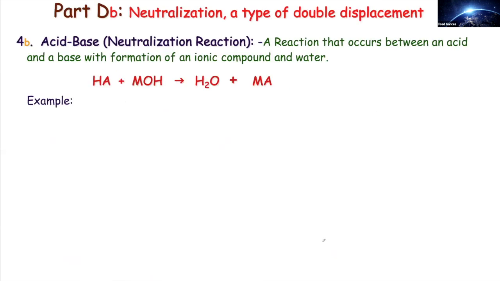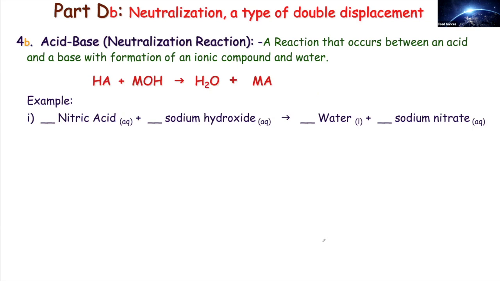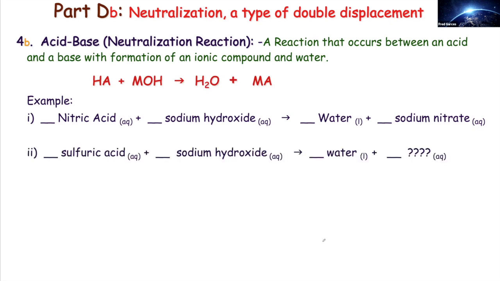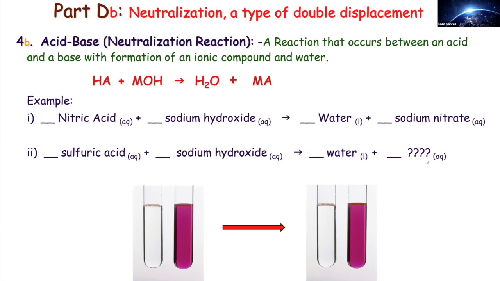So here's another form of double displacement, acid-base chemistry. Okay, here we have nitric acid and sodium hydroxide. The hydrogen in nitric acid and the OH in sodium hydroxide form water, and you get sodium nitrate as the finished product. The other example that you guys are going to be doing in the lab is sulfuric acid and sodium hydroxide. The hydrogen in sulfuric acid reacts with the OH in sodium hydroxide, and then the other product you will get is sodium sulfate. I put a question mark there, but you guys should know that. Okay, and these are the results that you guys will see in this lab.